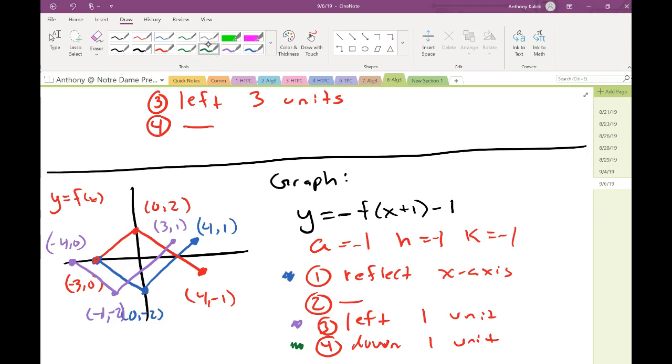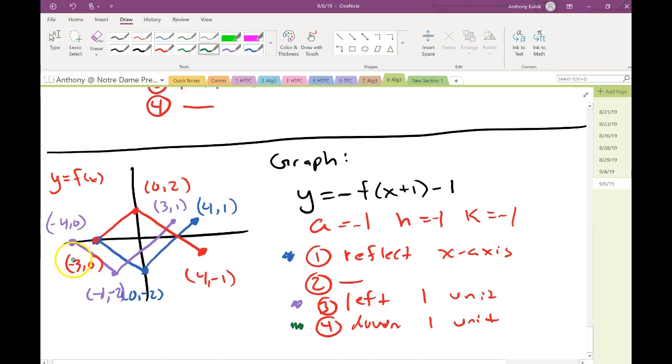Okay. The last thing I need to do is shift down 1 unit. Which coordinate is going to be affected by shifting down? The y. And what do I have to do to the y coordinate to shift it down? Subtract, and in this case it's going to be subtracting 1. So negative 4, 0 becomes negative 4, negative 1. Negative 1, negative 2 becomes negative 1, negative 3. And there we go. And 3, 1 becomes 3, 0.